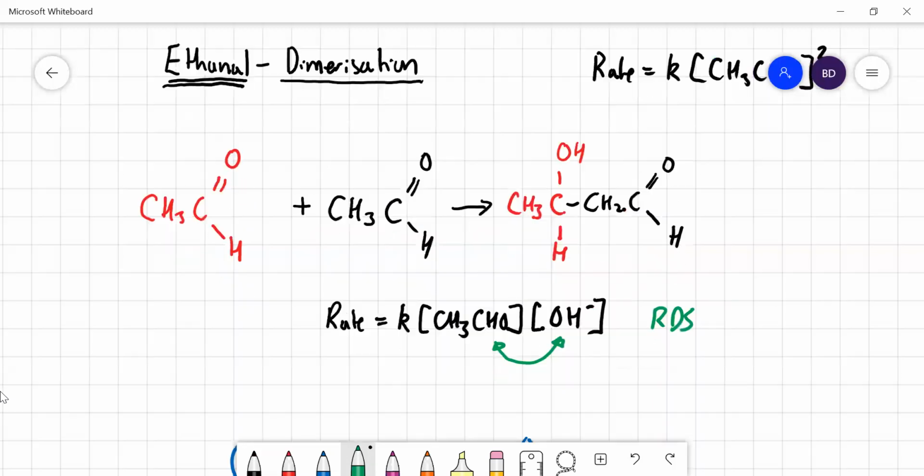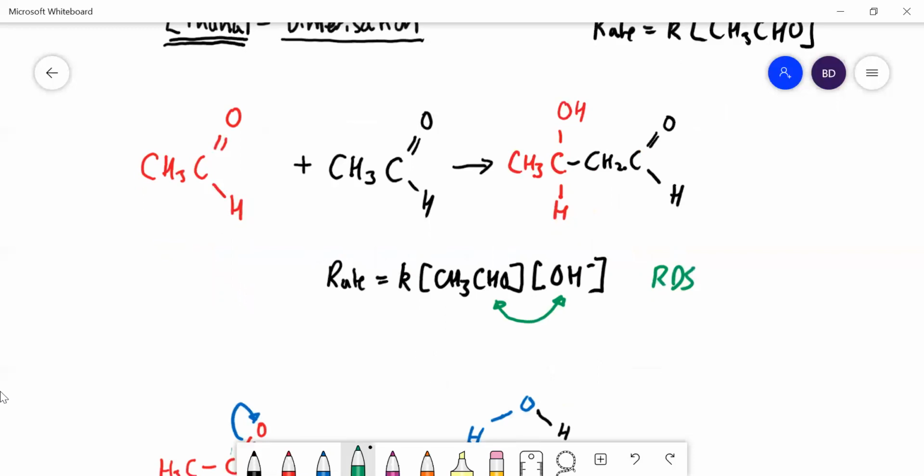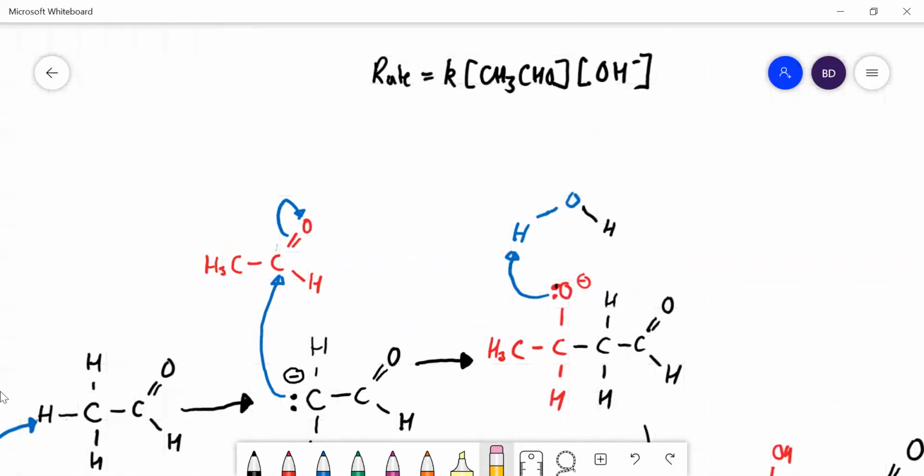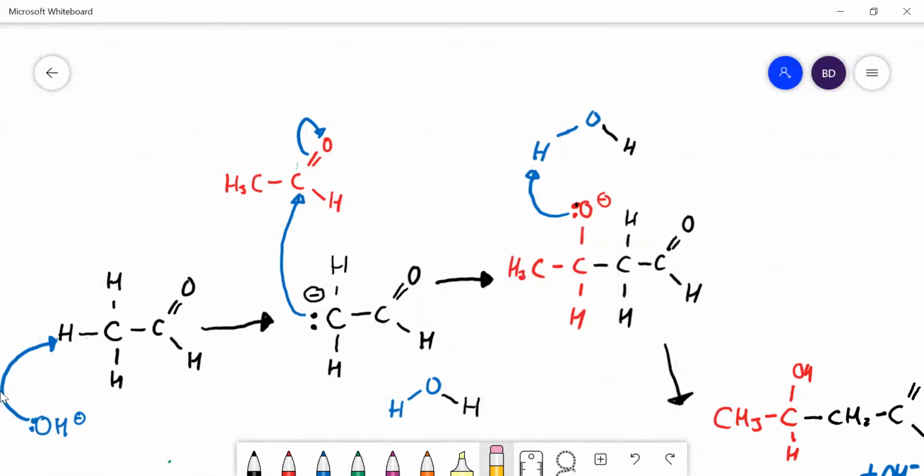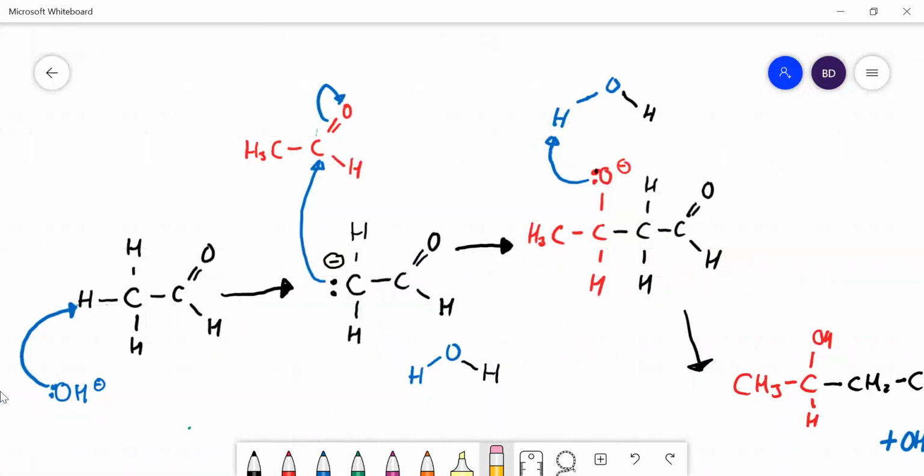So bearing that in mind, we'll have a look at what is thought to happen, what's consistent with that rate equation. Again, you do not need to know this mechanism at all, but you can probably understand most parts of it. Also, interestingly, this did appear in a past paper about 10 years ago, but they gave you the mechanism and you just had to say which step was the rate determining step. So we've got 3 steps, 1, 2, and 3. Which one is probably going to be the rate determining step?